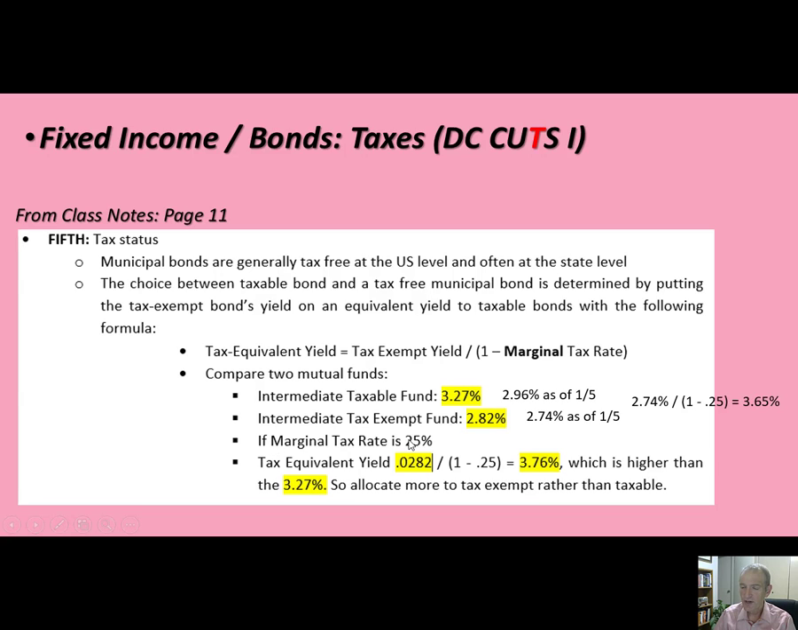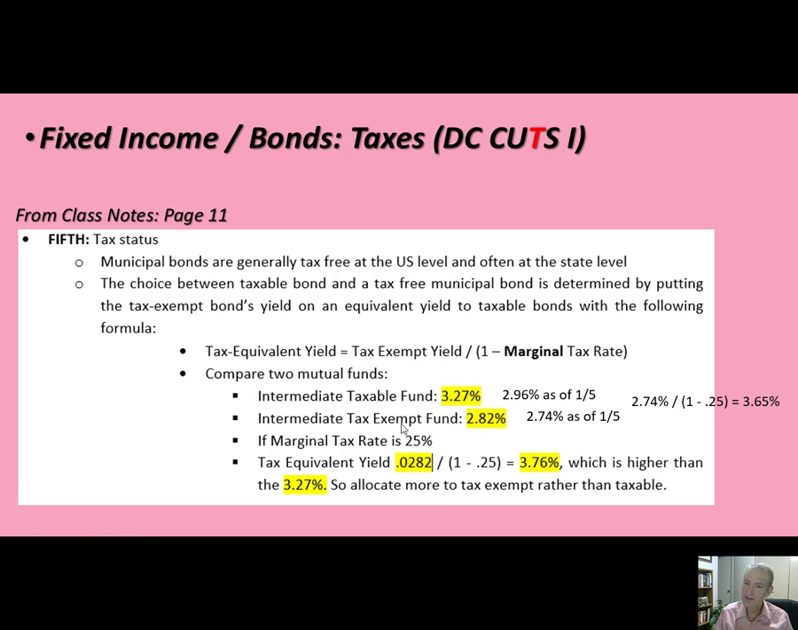Let's say our marginal tax rate is 25%. You always want to use the marginal tax rate. On the exam question, I might give you both the marginal and the effective, but this is a marginal decision. What do you do with your next dollar of investing? So you always use the marginal tax rate. So the tax equivalent yield is 0.0282 divided by 1 minus 0.25, and that gives us 3.76. Because the 3.76 tax equivalent yield on the tax-exempt fund is higher than the yield on the taxable bond fund, you would skew more of your money toward the tax-exempt fund.